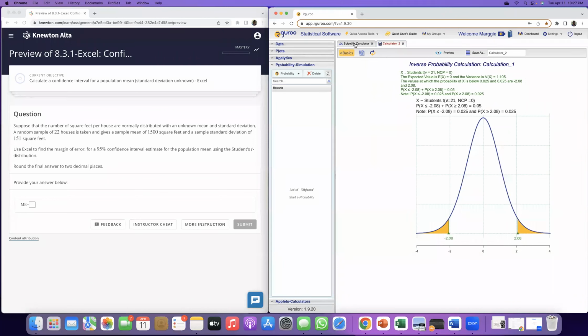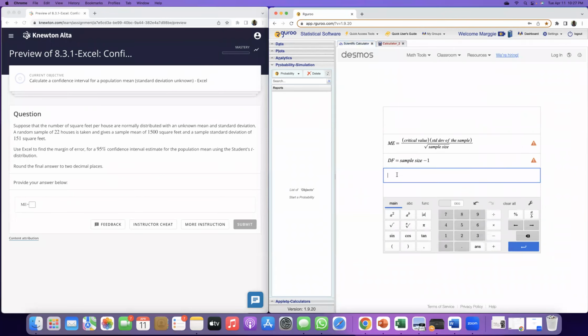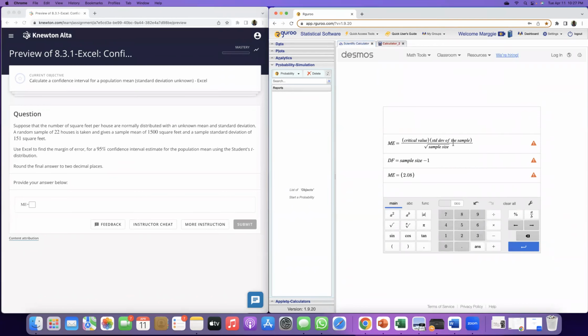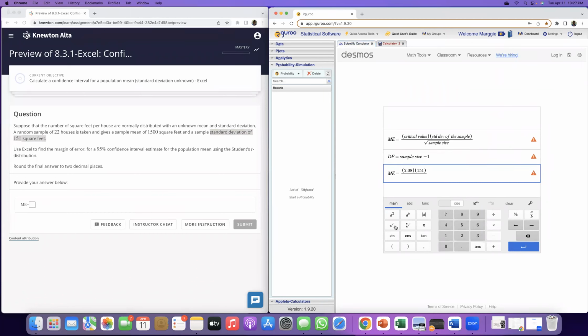Right. So then we go here to find the margin of error. We are going to do 2.08, which is the value that we found for the critical point. That is going to be multiplied by the standard deviation of the sample, which is given to be 151. And we are going to divide this over the square root of the sample size, which is 22.